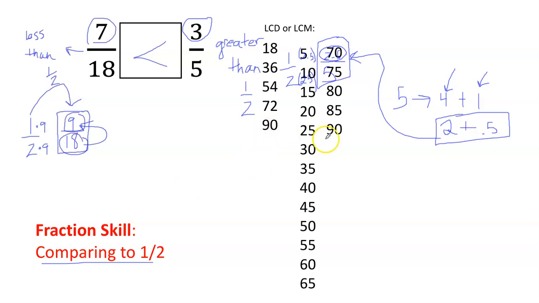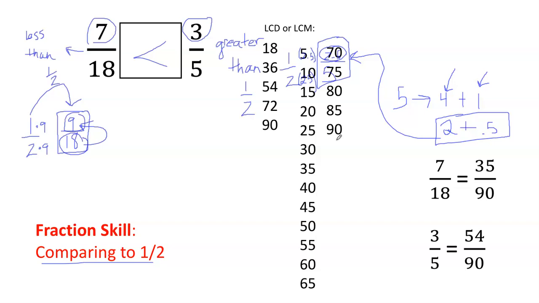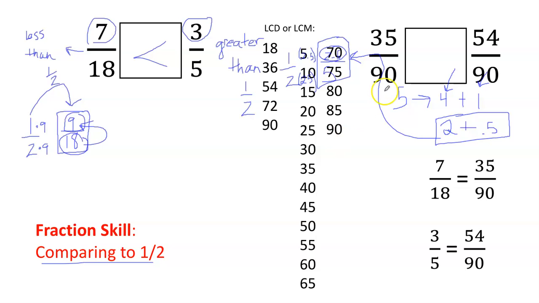If that comparison to half doesn't make sense to you, that fraction comparison skill, then you can always get common denominators. We could use 90, create equivalent fractions, and then we can compare, and I hope you can see that 35/90ths is less than 54/90ths.